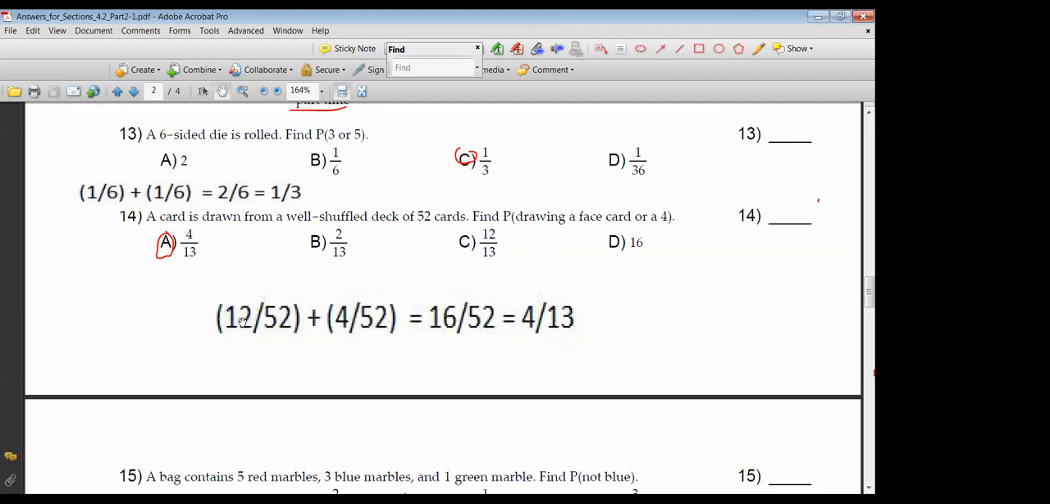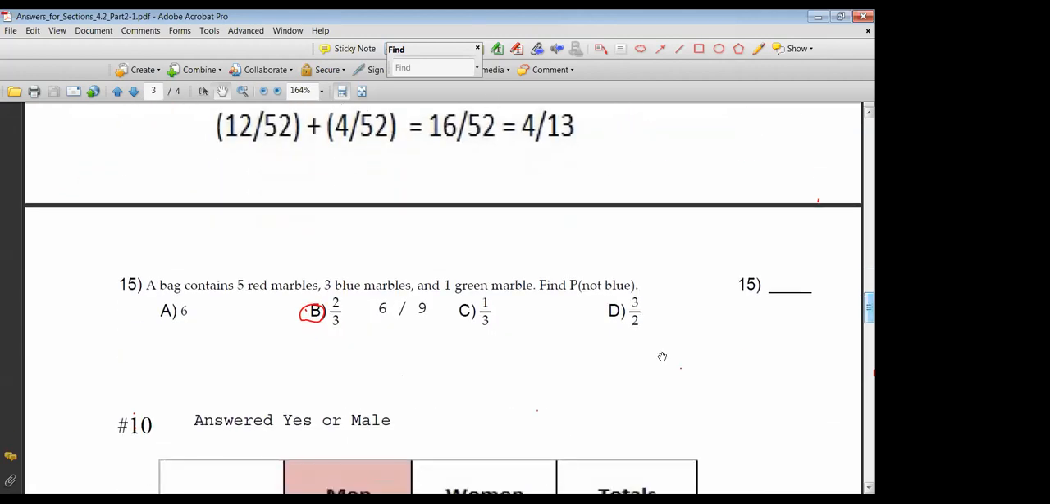So I'm taking the number of face cards, favorable over total, and adding it with the number of cards in the deck that have the number four, and there's no double count. Notice there's no need of doing any subtraction. These events are disjoint. There is no double count because you can't have a face card and a four at the same time.